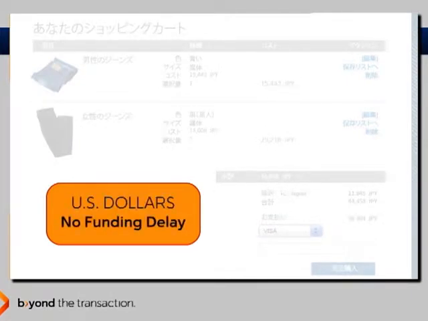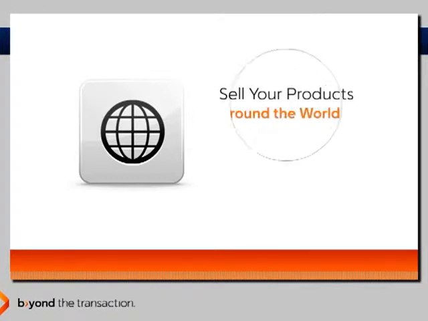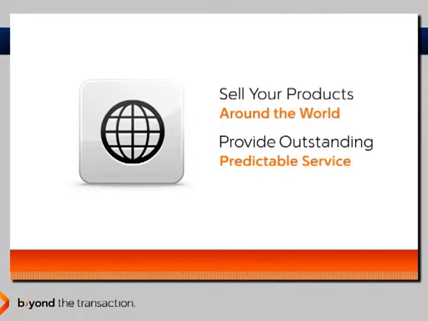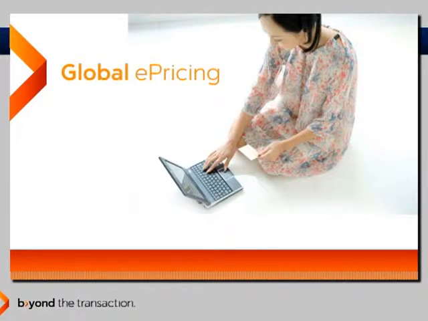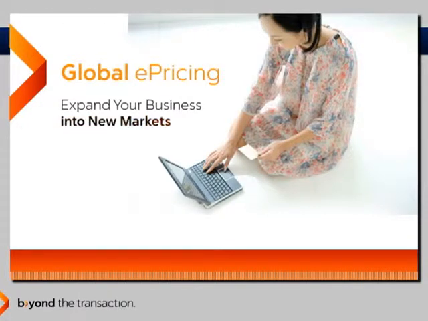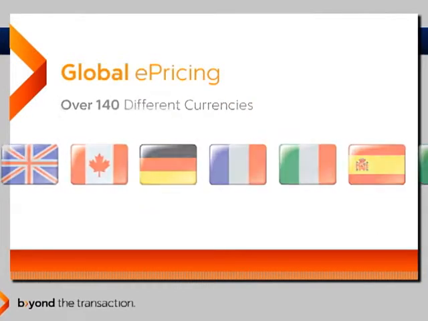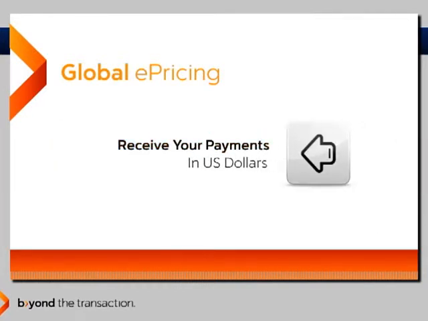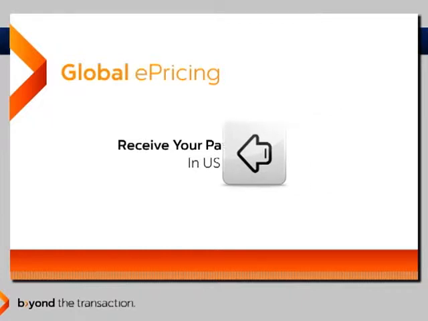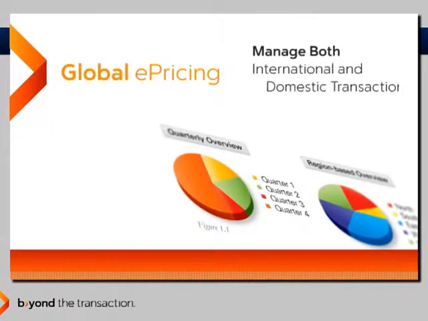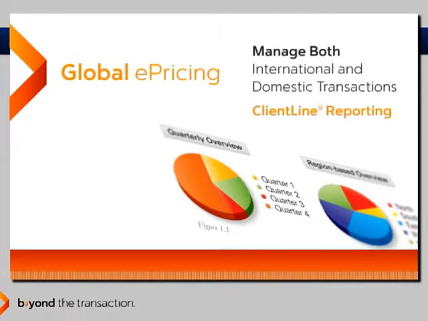with no funding delay. First Data's global ePricing allows you to sell your products around the world and still provide outstanding, predictable service that your customers expect and appreciate. With First Data's global ePricing, you can expand your business into new markets, accept payments in over 140 different currencies, receive your payments in US dollars right along with your domestic funding, and manage both your international and domestic transactions at one time with client line reporting.